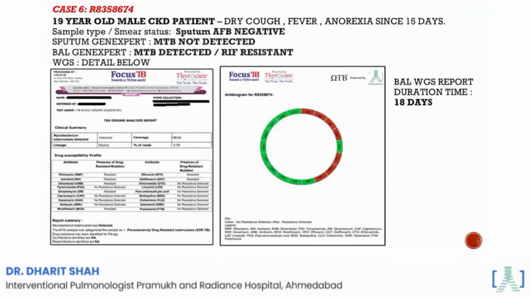So we can modify his treatment, and the plus point is we can get the report within 18 days only. If you are doing culture DST, it will take maybe 45 days. So as per the protocol, with the resistance report, I started the treatment as an all-oral longer regimen.